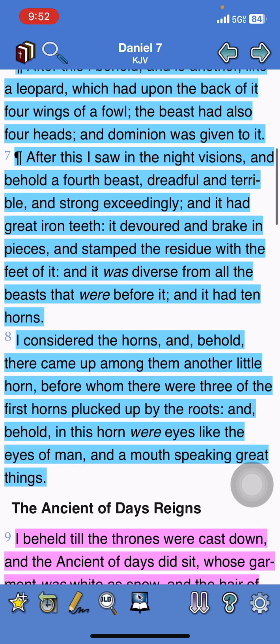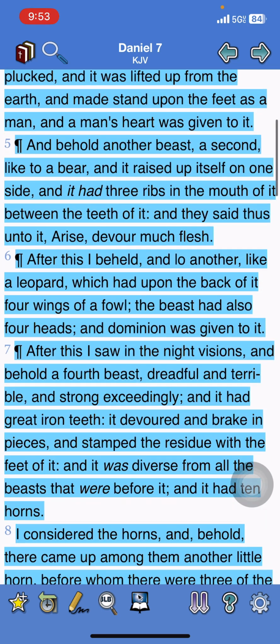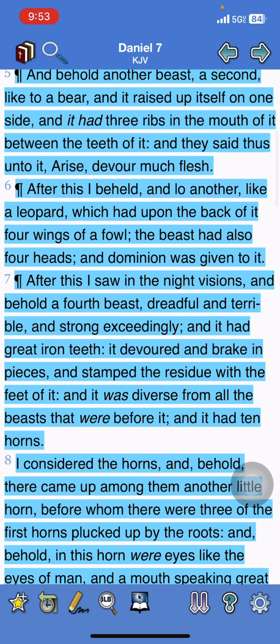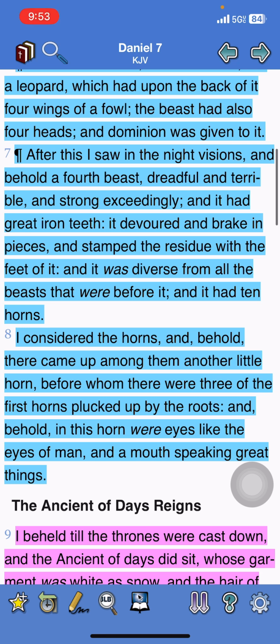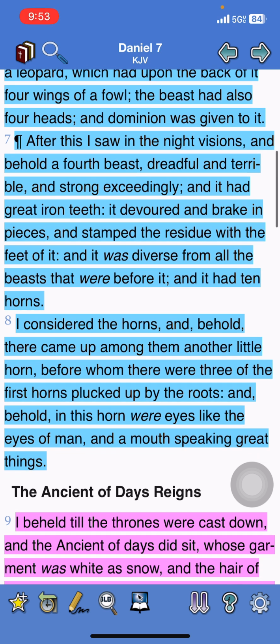Daniel 7:7. It says, after this I saw in the night visions, and behold, a fourth beast. Now this fourth beast is talking about Rome, actual Rome. This is the fourth beast that Daniel saw, and it says, dreadful and terrible and strong exceedingly, and it had great iron teeth. It devoured and brake in pieces, and stamped the residue with the feet of it.